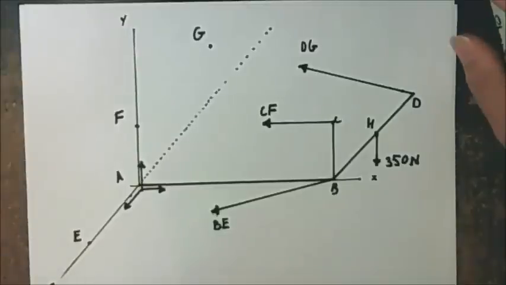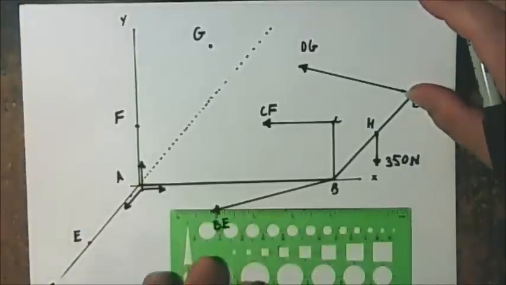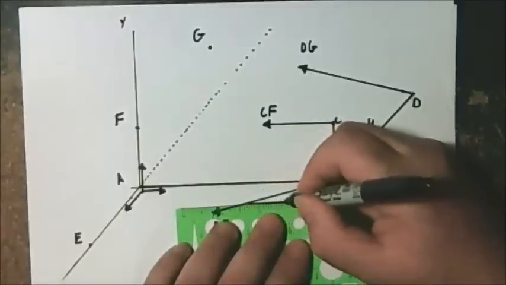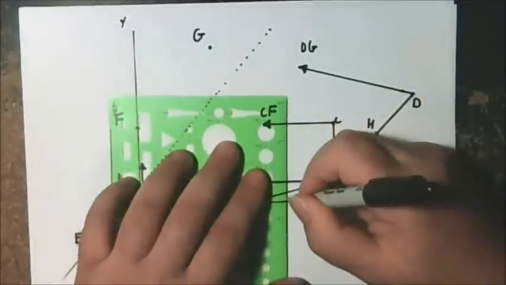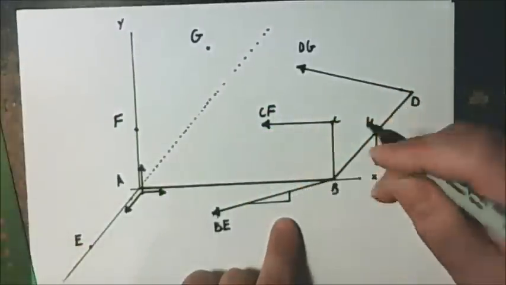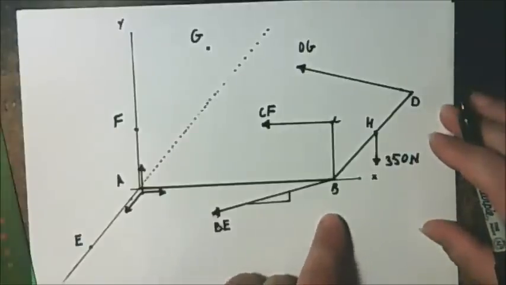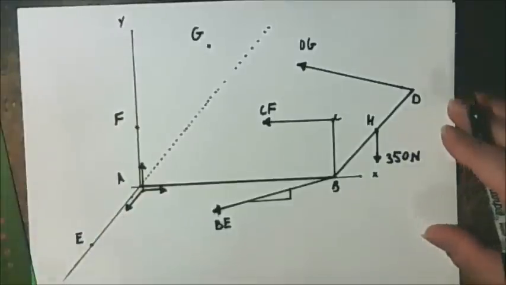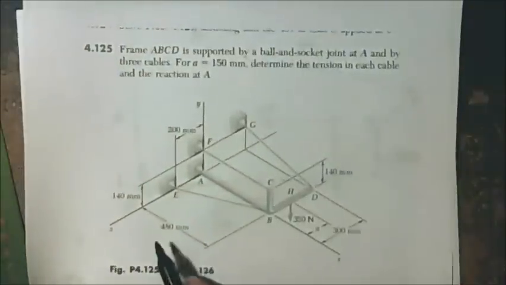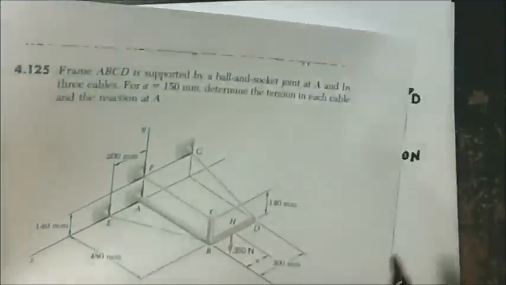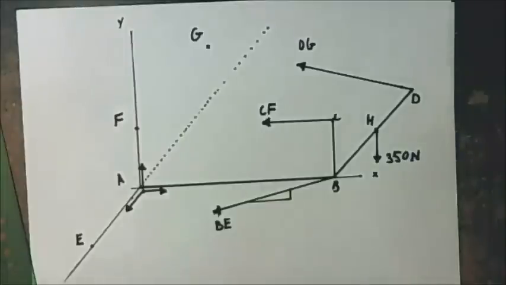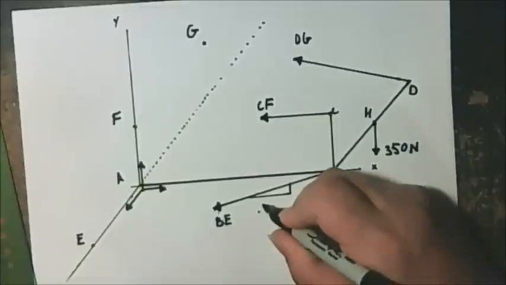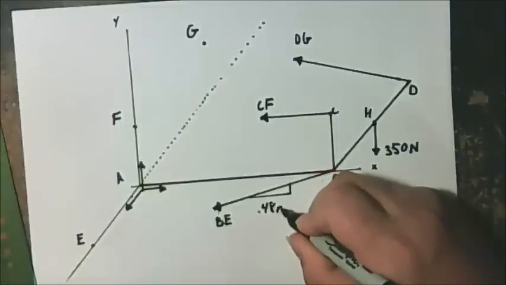Okay, so here we have our free body diagram. And I'm going to go ahead and add the slope triangles real quick to these cables. This one right here, or this distance from B to A, was 480 millimeters for our drawing here. It's a good idea to go ahead and change everything into meters. So the distance of this will be 0.48 meters.